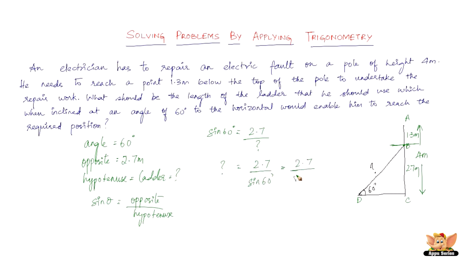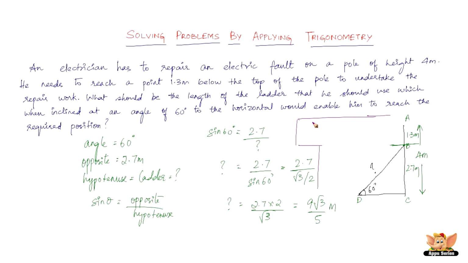And sine 60 is root 3 over 2. So question mark equals 2.7 into 2 over root 3, which on solving we get 9 root 3 over 5 meters. So the length of the ladder here is nothing but 9 root 3 over 5 meters. Well, if you haven't figured out how I went from here to here, let me quickly work it out and show it to you here.